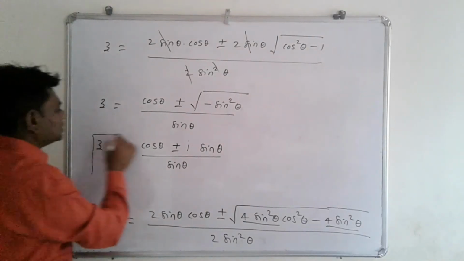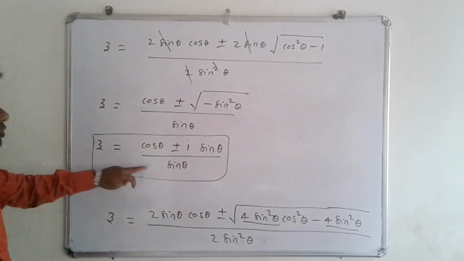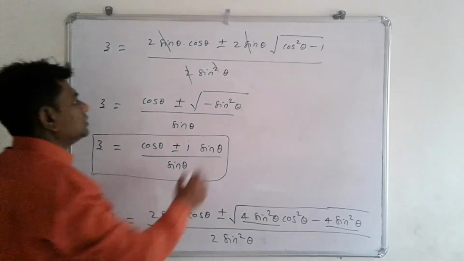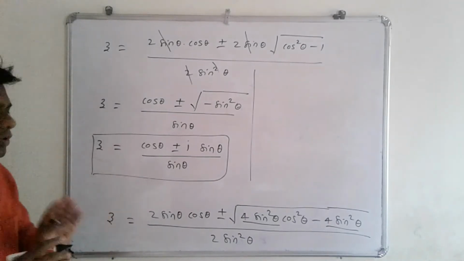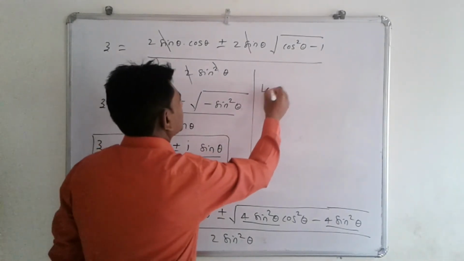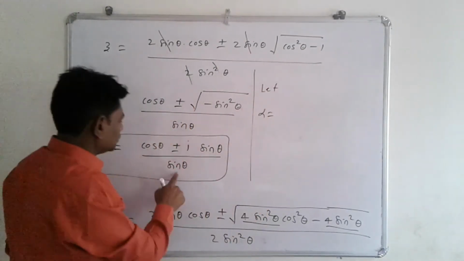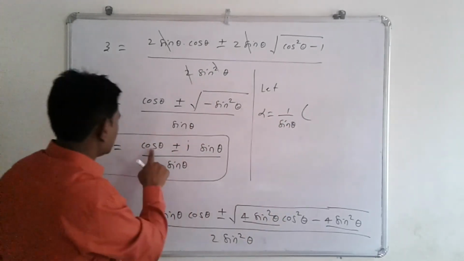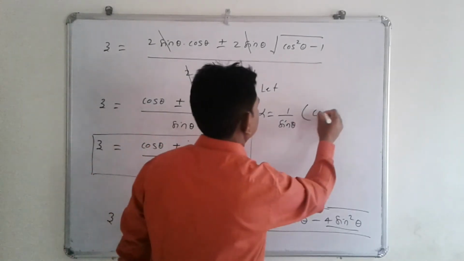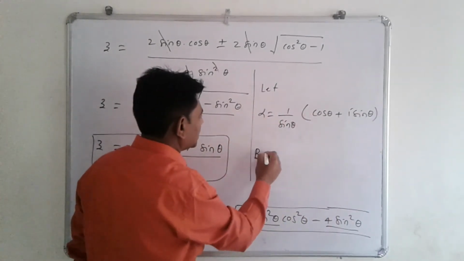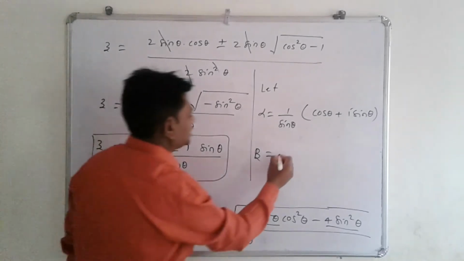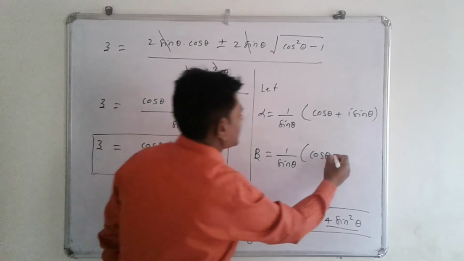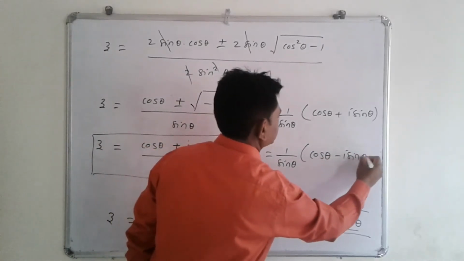So these are the required roots of the given quadratic equation. Now the first root is denoted by alpha. Let alpha be equal to 1 upon sin theta times cos theta plus i sin theta, and the second root, denoted by beta, is equal to 1 upon sin theta times cos theta minus i sin theta.